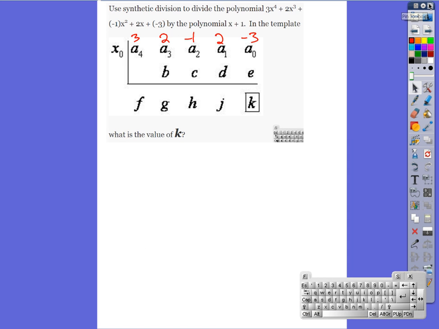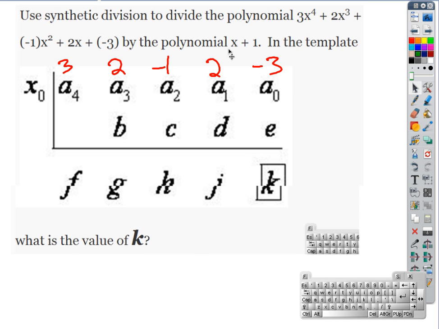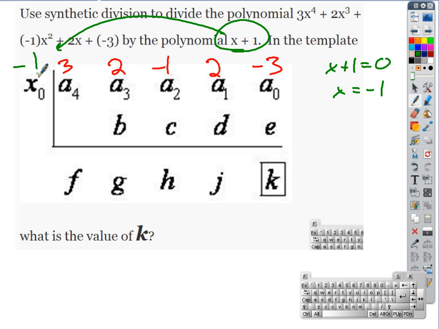If this is the polynomial, this is key. This is where people could make a mistake. It's simple to make a mistake on this. If this is the polynomial that we're dividing by, what's the number that goes out front? Negative 1. It's the zero of that. We're going to set x plus 1 equal to 0 and solve, so x equals negative 1, right? Okay, and then we just do all the synthetic division, see what we end up with. Let's see what we get.